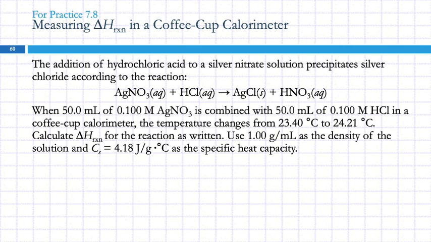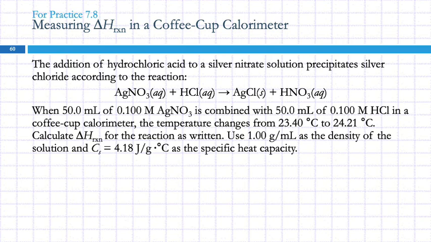The addition of hydrochloric acid to a silver nitrate solution precipitates silver chloride according to this reaction. When 50 milliliters of 0.1 molar silver nitrate is combined with 50 milliliters of 0.1 molar hydrochloric acid in a coffee cup calorimeter, the temperature changes from 23.40 degrees Celsius to 24.21 degrees Celsius. Calculate delta H for the reaction as written. Use 1 gram per milliliter as the density of the solution and a specific heat capacity of 4.18 joules per gram degree Celsius as the specific heat capacity.